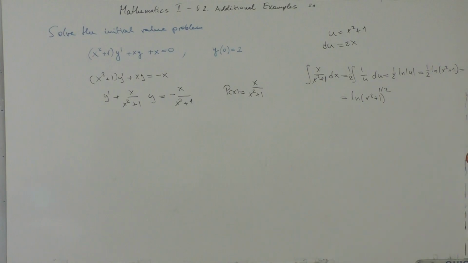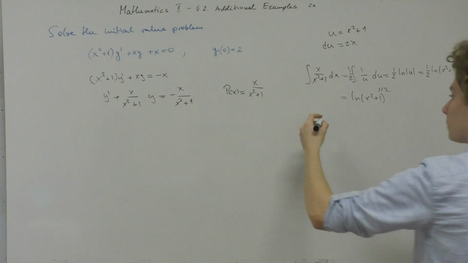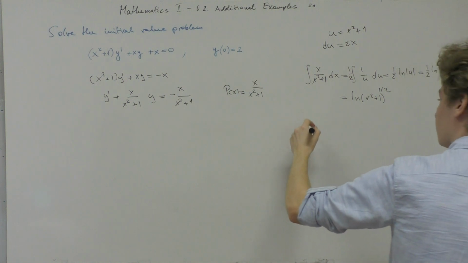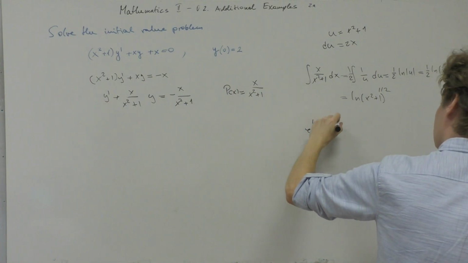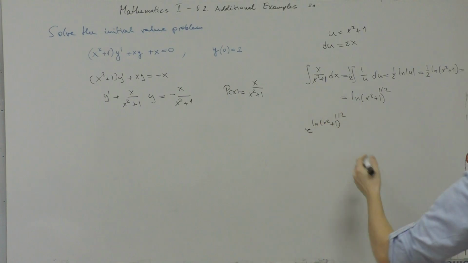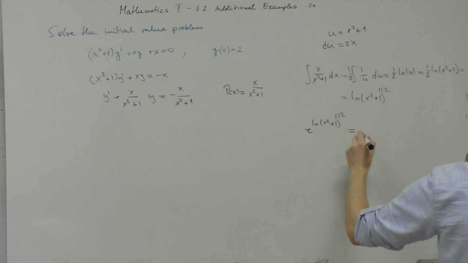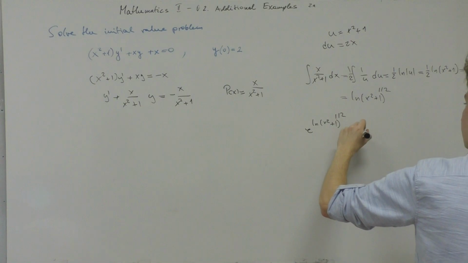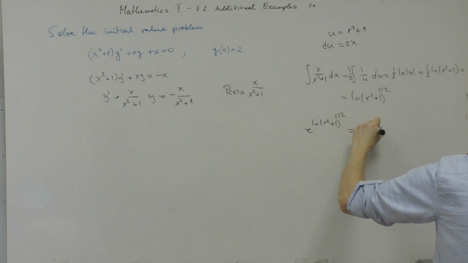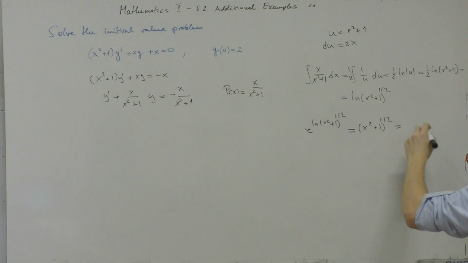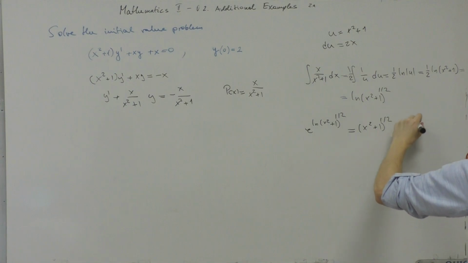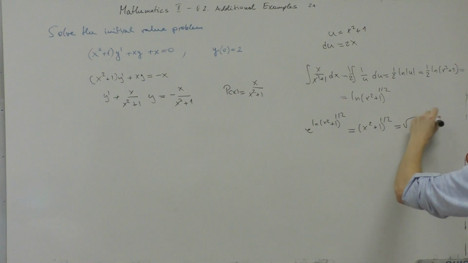And the second step to find the integrating factor is exponentiating this. So we have to calculate the exponent of the logarithm of x squared plus 1 raised to the power 1 over 2. And that's going to be x squared plus 1 raised to the power 1 over 2, which is nothing else but the square root of x squared plus 1. So we have that this is our integrating factor.